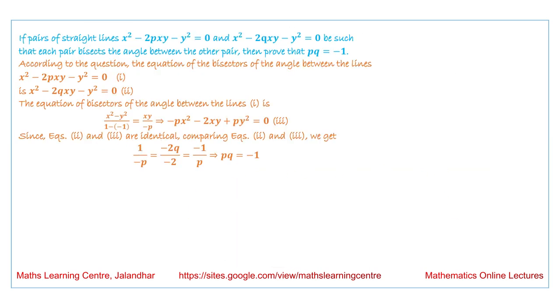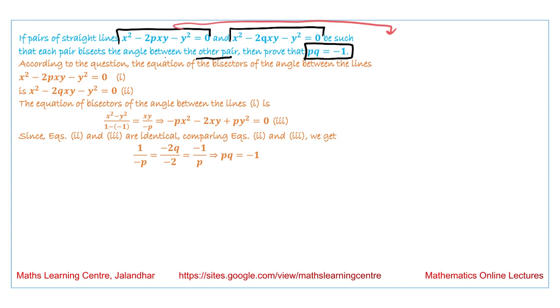Next we have, if pairs of straight lines, these are the two pairs given to us. This is one pair of straight lines and this is another pair of straight lines, be such that each pair bisects the angle between the other pair, then we have to prove that p into q is equal to minus 1. Now corresponding to this first joint equation, if we write the equation of the bisector, then we will have x square minus y square divided by 1 minus minus 1, that is equal to xy over minus p.